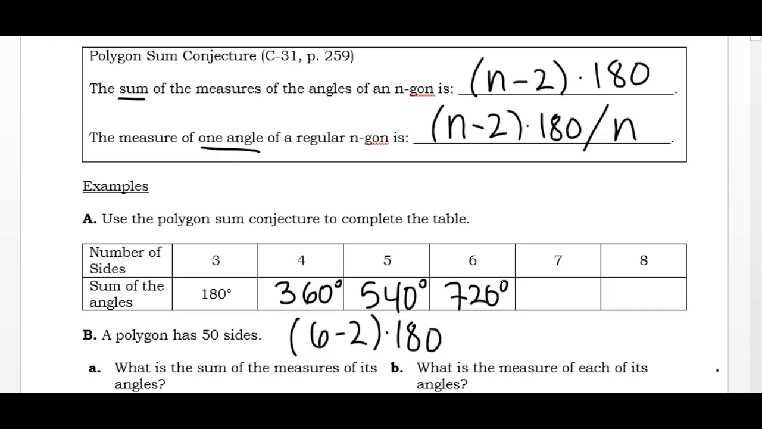Does that look like a 0? If I put 7 in that formula, I believe that's 900. If I put 8 in that formula, I got 1080.